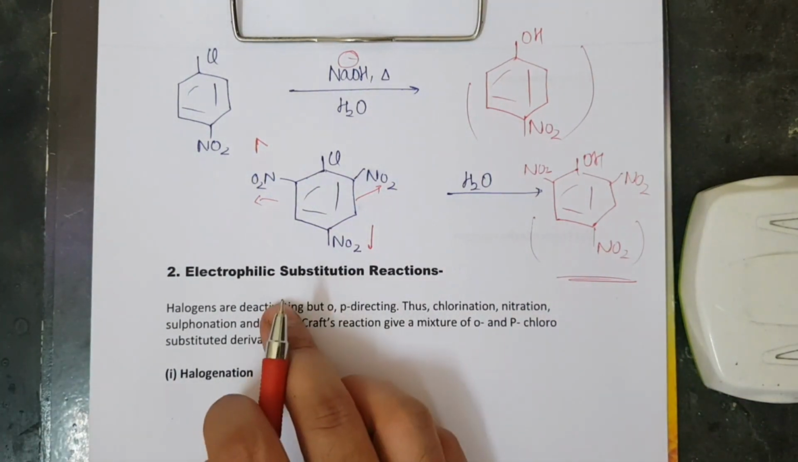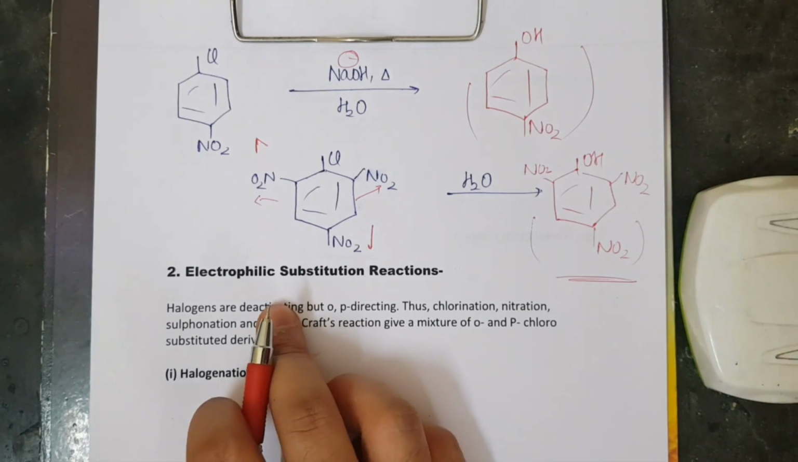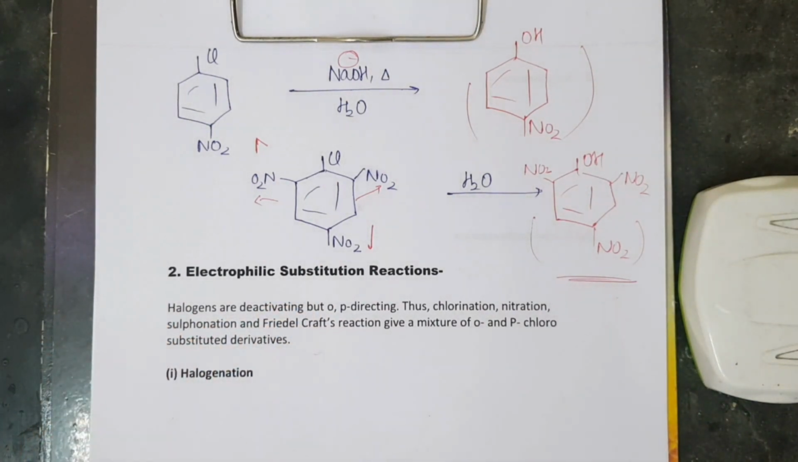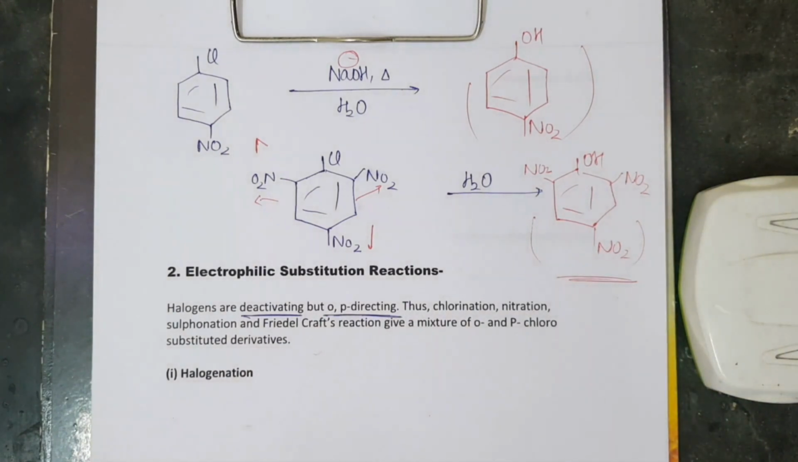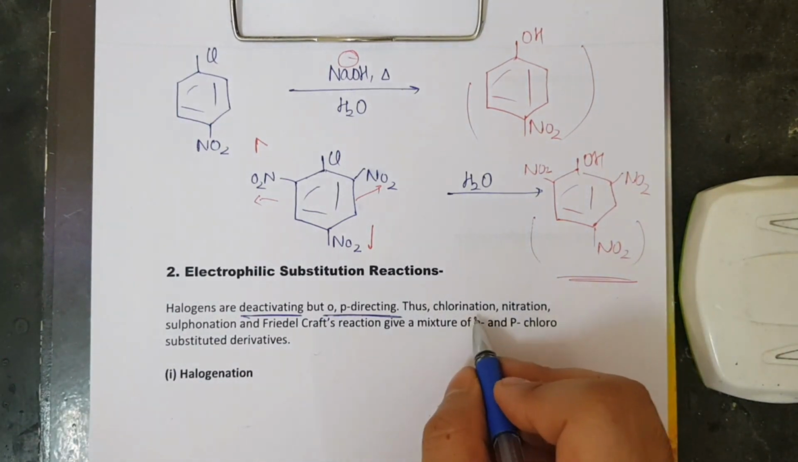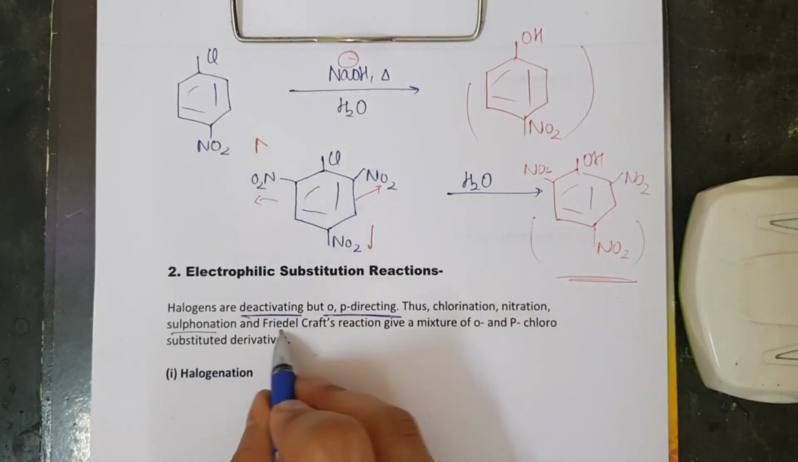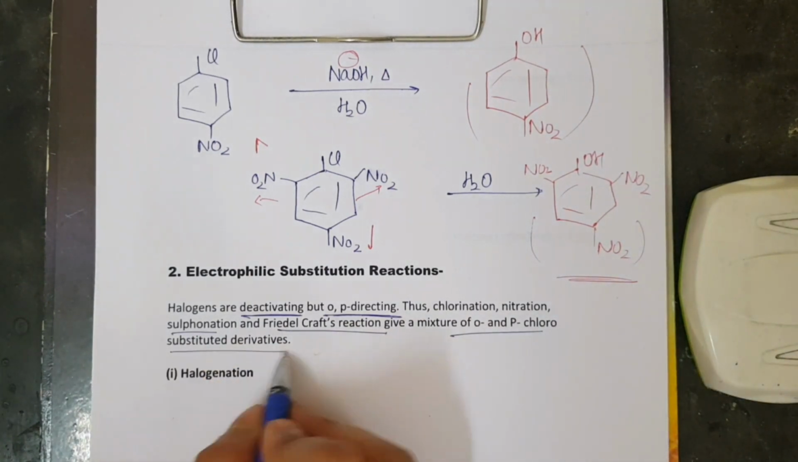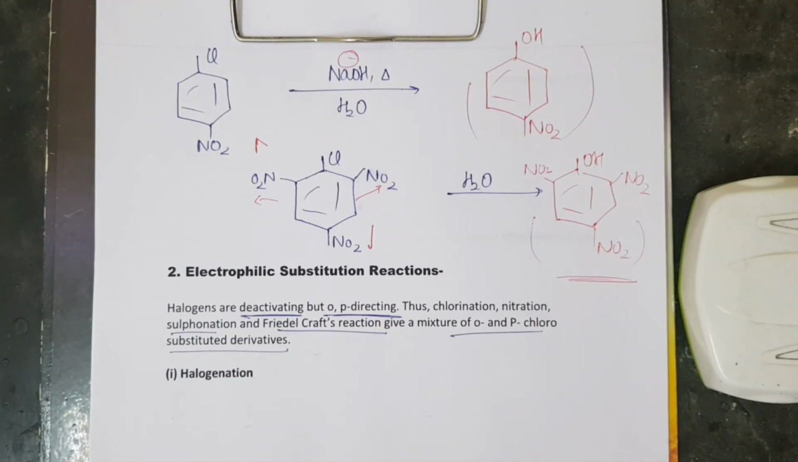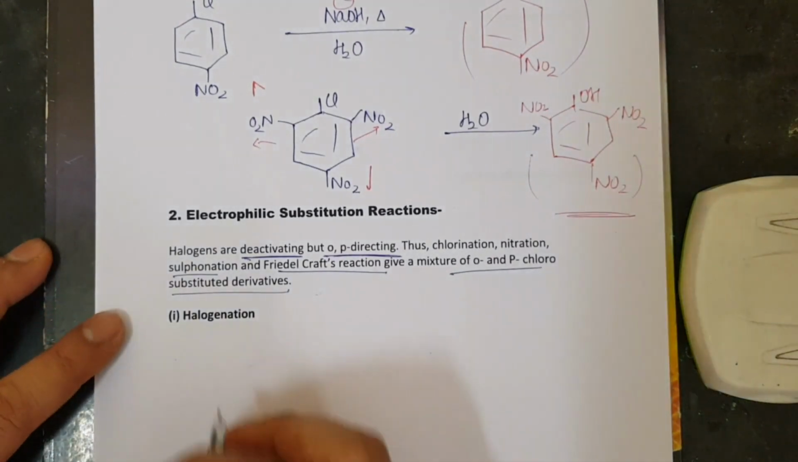Now let us move on to the electrophilic substitution reaction. Nucleophilic is done. Halogens are deactivating but ortho-para directing. Thus, chlorination, nitration, sulfonation and Friedel-Crafts reaction give a mixture of the ortho and the para chloro substituted products. Okay, so this I have told you multiple times.